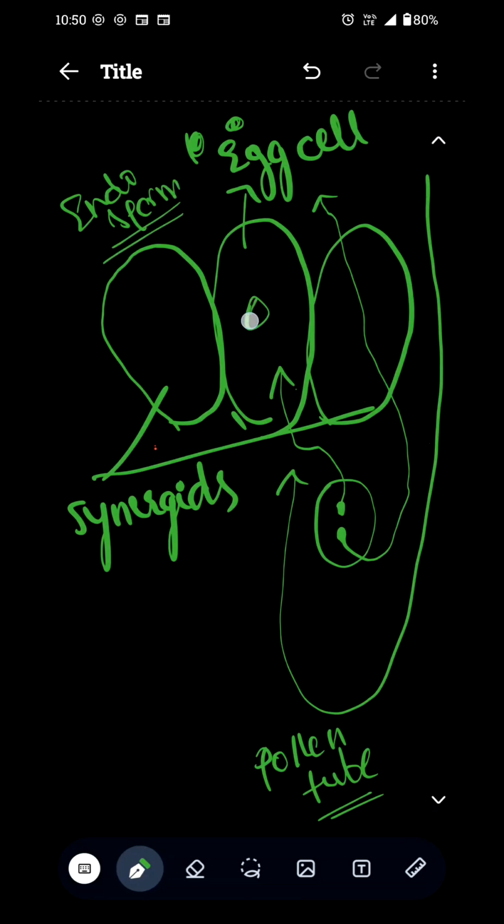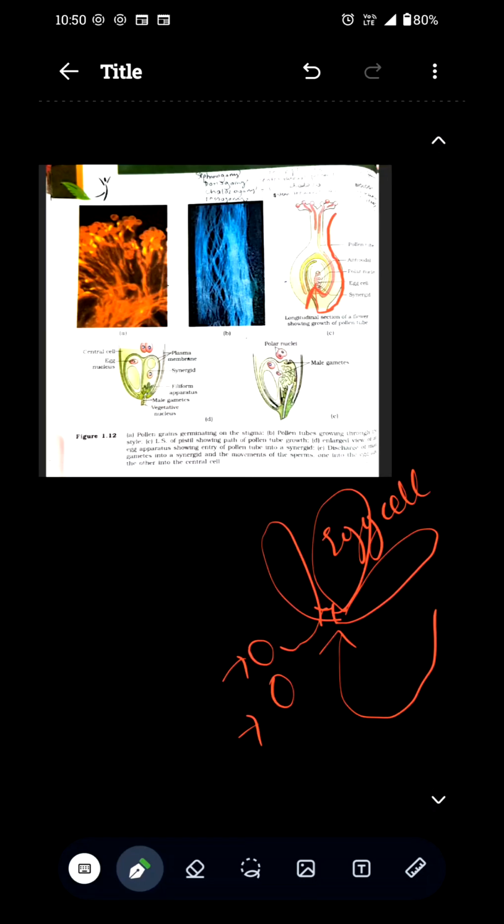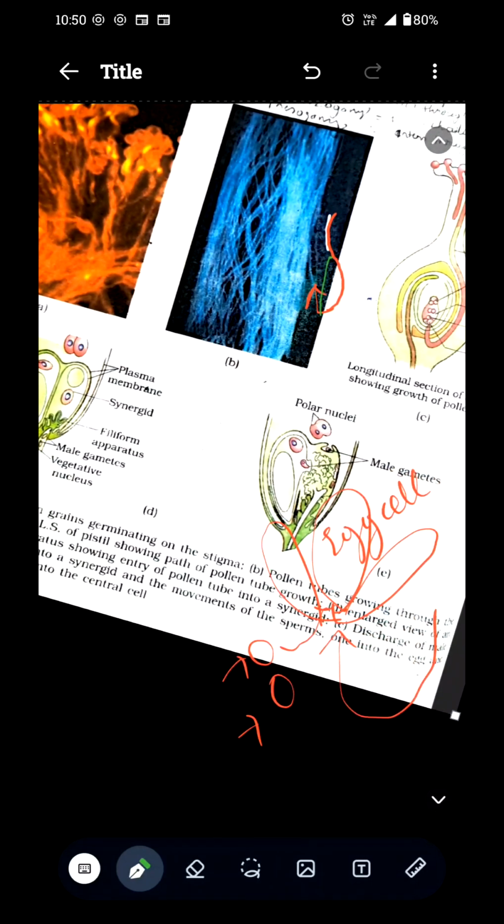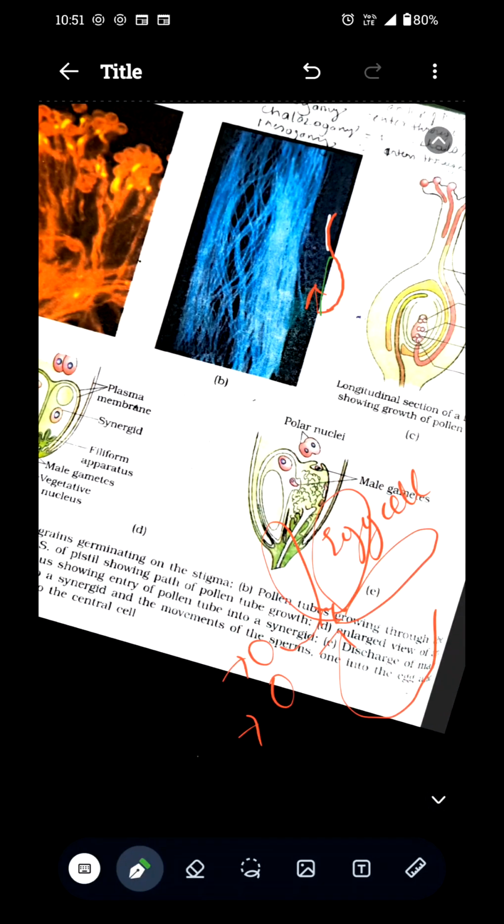This endosperm is very essential to provide nutrition for the developing zygote, where one gamete fused with the egg cell forms the zygote. So for that developing zygote, nutrition is essential. That is what the diagram is showing: male gametes entering through the micropylar end, where the filiform apparatus is helping. Let me zoom in and show you. Can you see one gamete going towards the egg cell, while another gamete is going towards the polar nuclei? That is what they are showing in the diagram. I hope you understand this diagram. Let us move on to the next diagram.